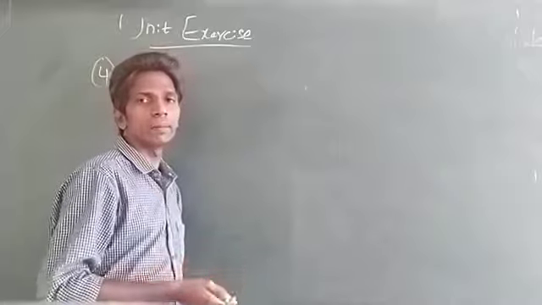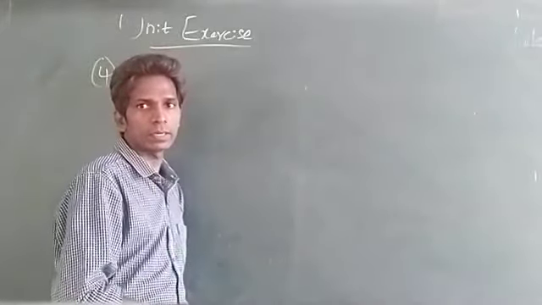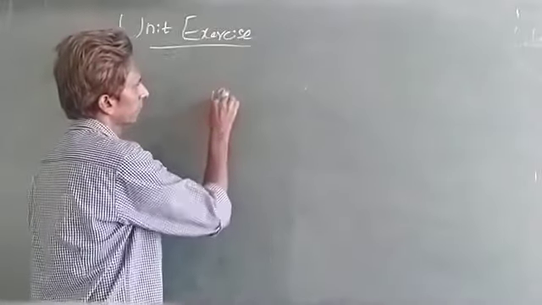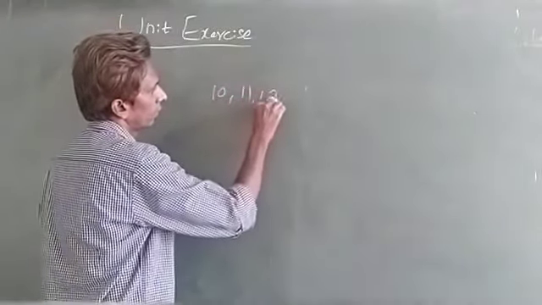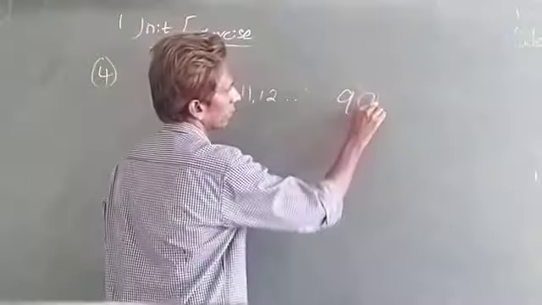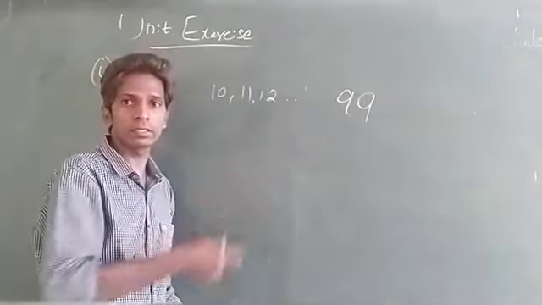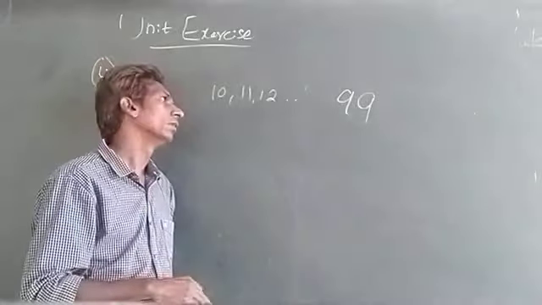How many 2-digit numbers are there? The least 2-digit number is 10, then 11, 12, like that up to 99. So these are the 2-digit numbers. How many 2-digit numbers are there? I also don't know, so let us see.